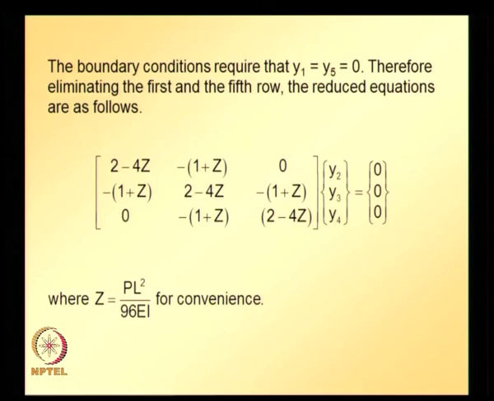So the eigenvalues can be computed by setting the determinant of the matrix equal to 0, because to have a non-trivial solution the determinant of the matrix should be equal to 0. The trivial solution is y2, y3, y4 equal to 0, which is not what we are looking for. We are looking for a non-trivial solution, so the determinant of the matrix should be equated to 0.